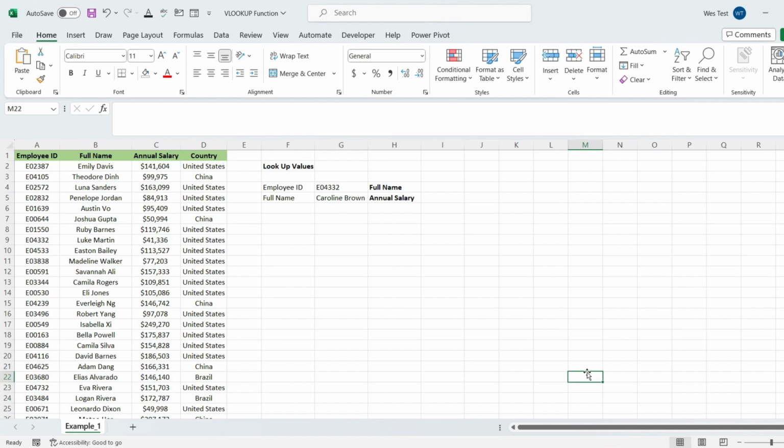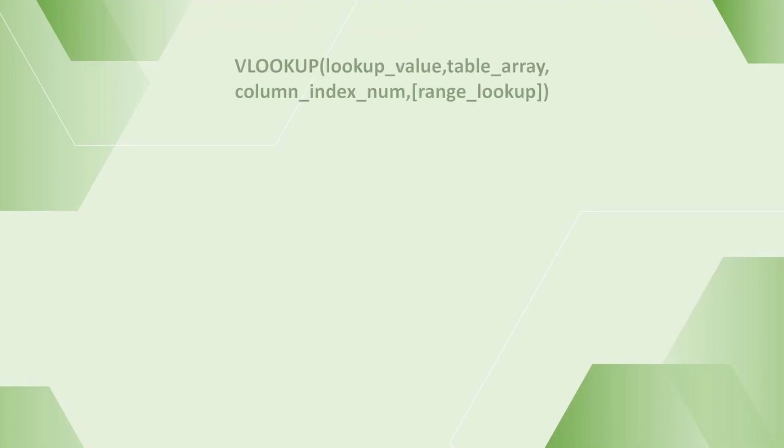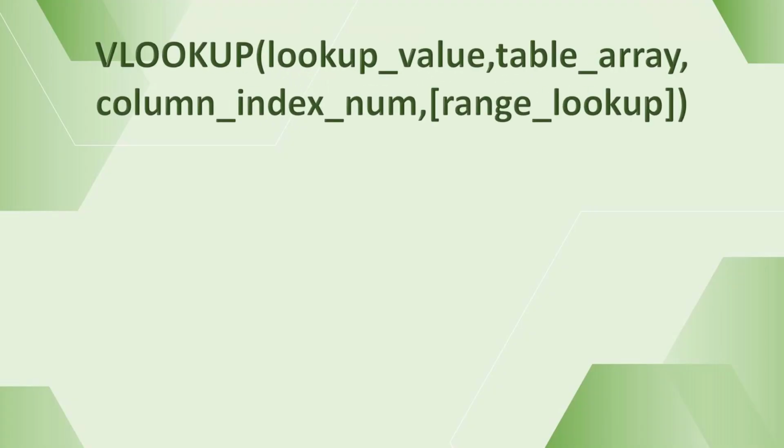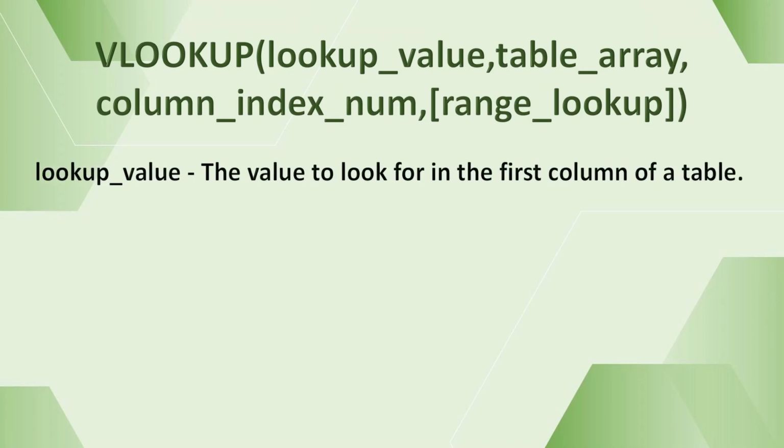In this video, I will provide formula examples that cover the most typical usage of VLOOKUP in Excel. The VLOOKUP function has 4 arguments. The first 3 arguments are required. The first argument is the lookup value. It is the value to search for. This can be a number, date, or text, or a cell reference to a cell containing a lookup value.